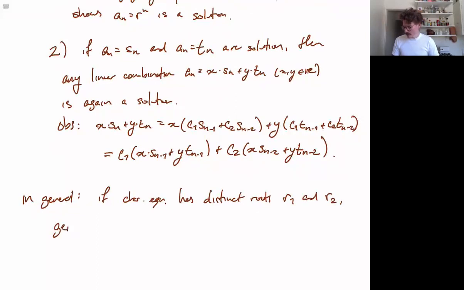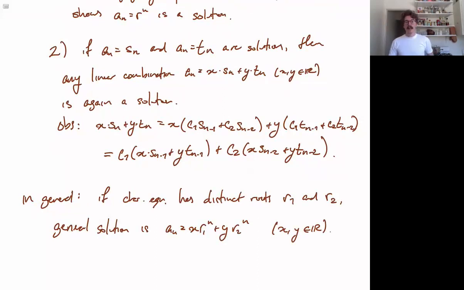the general solution is a sub n equals x times r1 to the n plus y times r2 to the n for x and y real numbers. Meaning that every solution to the recurrence relation is of this form for some constants x and y. So you get all of the solutions basically by applying these two fundamental rules.